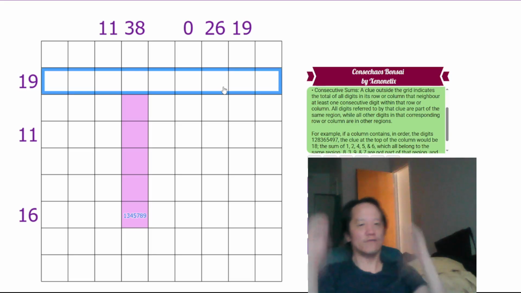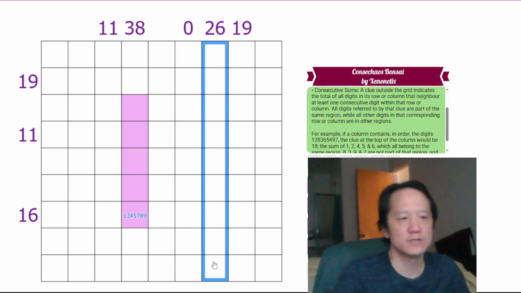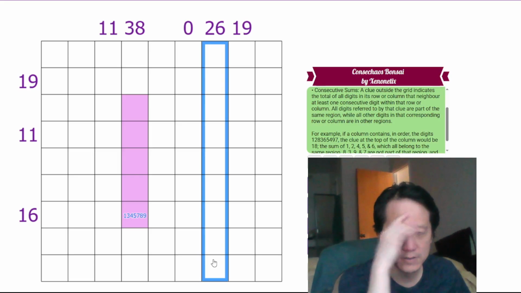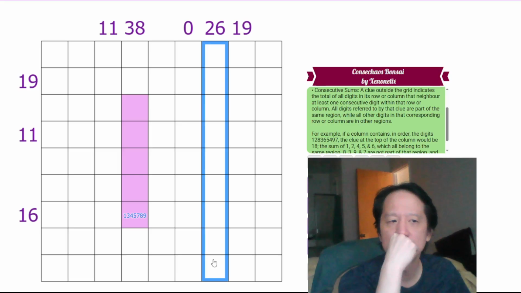19. So obviously 1 has to be in this 26, right? Actually, that's not true. You could have 5 digits outside. 4 digits. You could have 5. Hmm. To add up to 26.